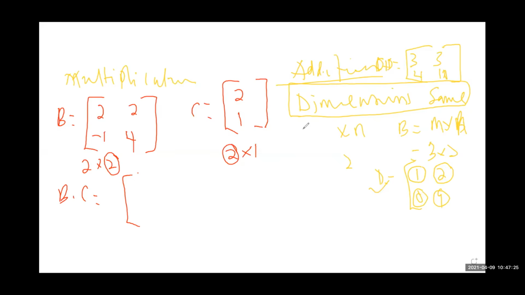All right, so I'm saying that we can perform multiplication for B and C because the number of columns for B is the same as the number of rows for C. Then how do I perform the multiplication? Literally, let me just say that you pick row 1 and drop it on column 1. You pick row 1 and drop it on column 2.